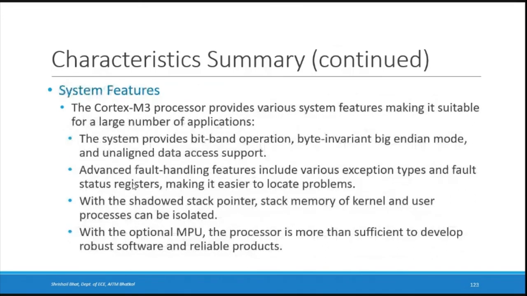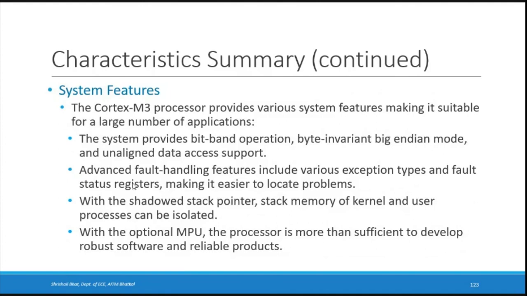Then other characteristics are the system features. The Cortex-M3 processor provides various system features, making it suitable for a large number of applications. The system provides bit band operation, that is, there is a region in the memory where you can operate on individual bits. Byte invariant big endian mode and unaligned data access support. Advanced fault handling features include various exception types and fault status registers, making it easier to locate problems, that is, in debugging.